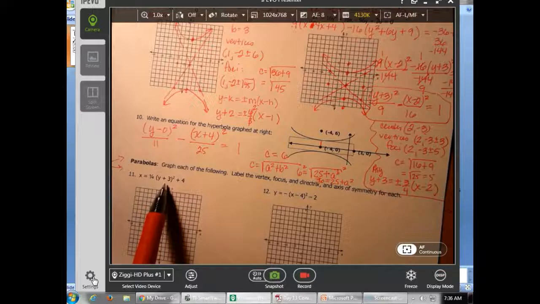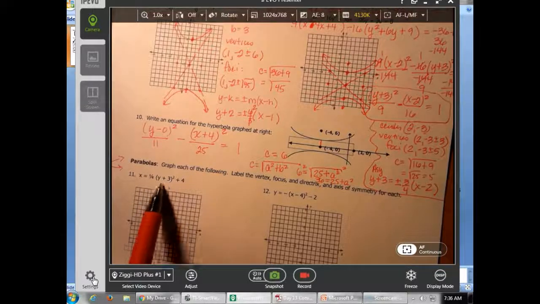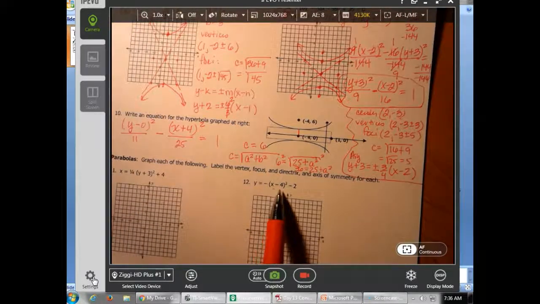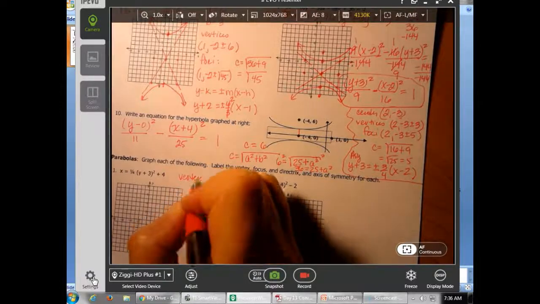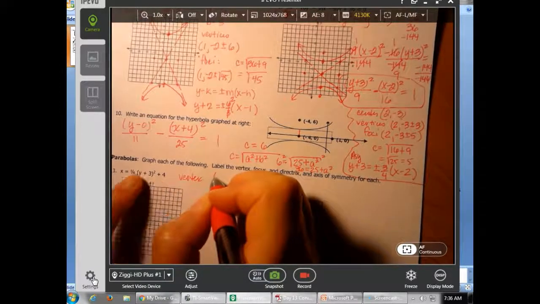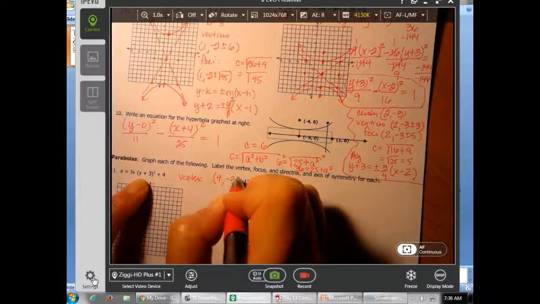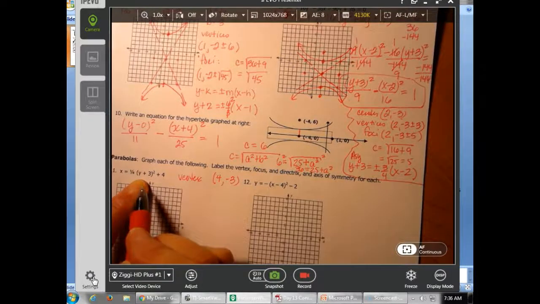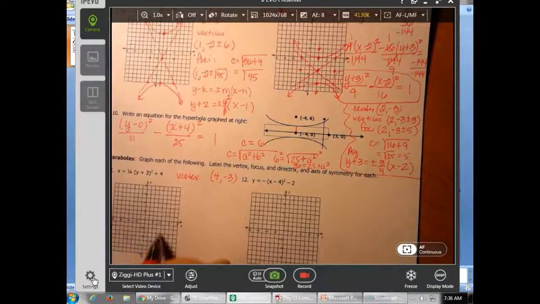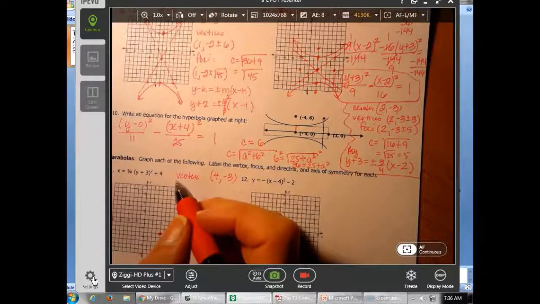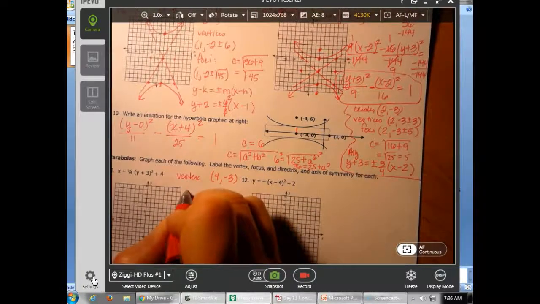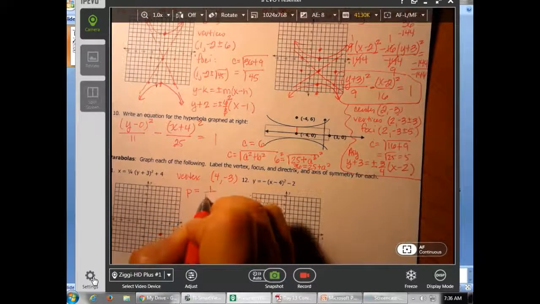Again, be careful. This will always give you your y movement. Whatever's with your y will give you your y movement. Over here, this will give you your x movement. So my vertex here is going to be 4, -3. And remember, you always change the signs inside the parentheses. Okay, so 4, -3, and this is going to open to the right. And I need to find my p-value. Okay, so p is equal to 1 over 4a.